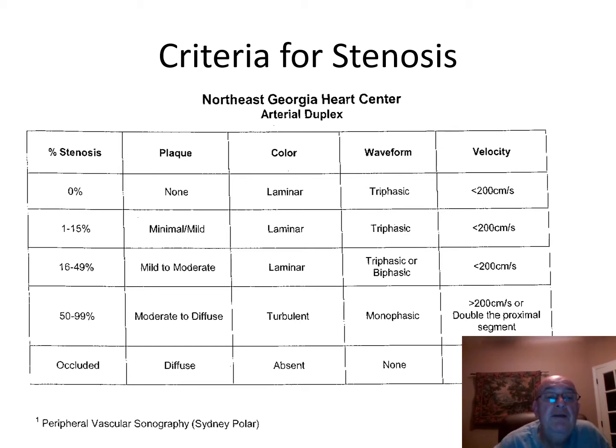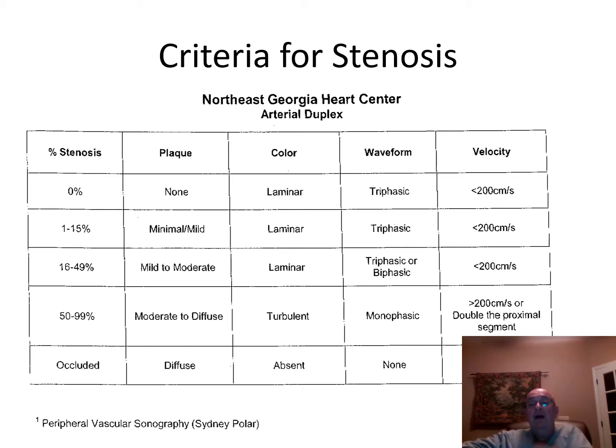What you will note is in peripheral arteries, we don't really think we're as good at zeroing in on high-grade stenosis. So we don't put them in categories of 50 to 79 or 80 to 99. We really just use a category called 50 to 99 or greater than 50% stenosis. Obviously, when you have that, you'll have moderate to diffuse plaque. You'll now see turbulence with the color. You'll develop the monophasic signal, and the velocities will be greater than 200 centimeters a second.